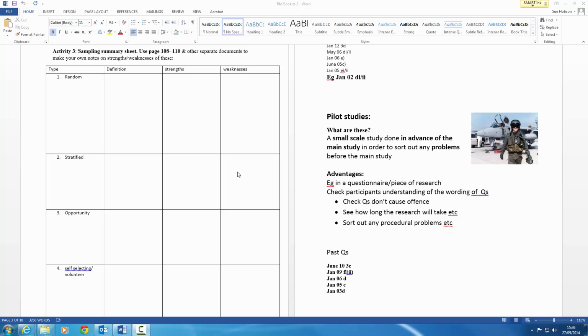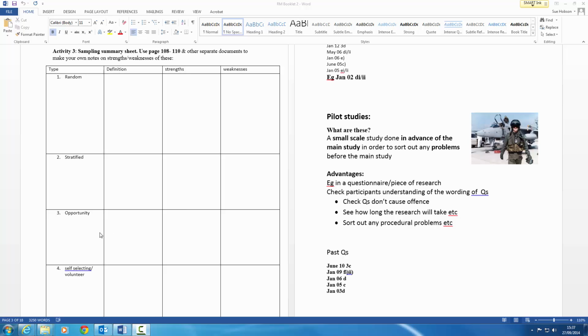I'm sure you can guess what the weakness is. So if you just want to pause, what do you reckon the weakness is? The weakness is that it's very time consuming doing all that calculating. Okay, and then you've still got to randomly select, and then some of them possibly might say that they don't want to take part. So it is quite a hefty process, and that is the real weakness. But possibly if you've got the time, the strengths definitely outweigh the weakness.